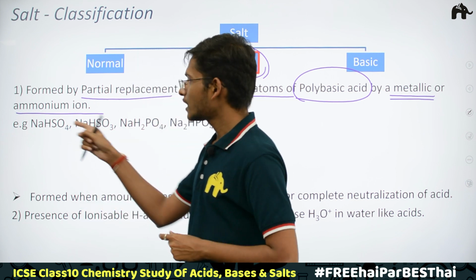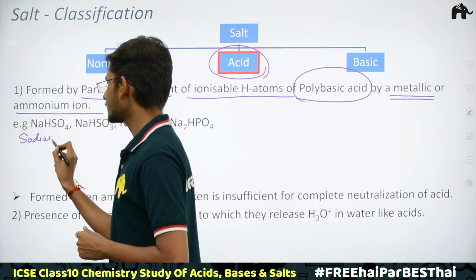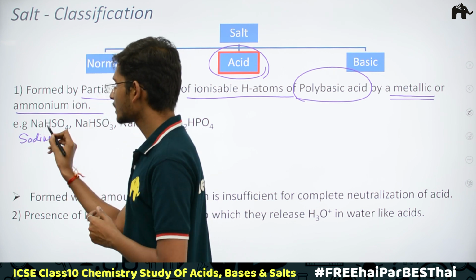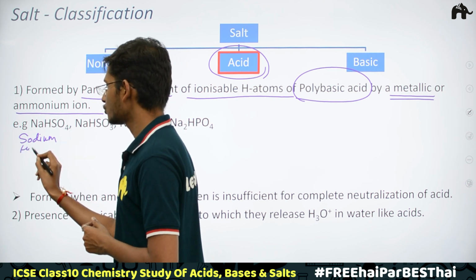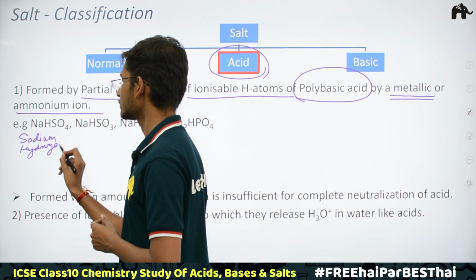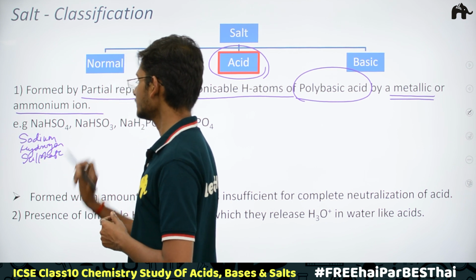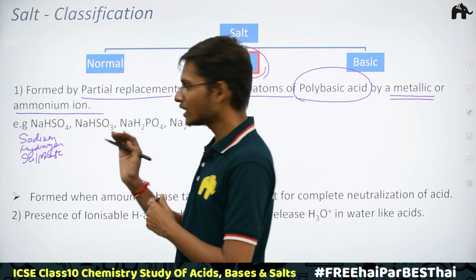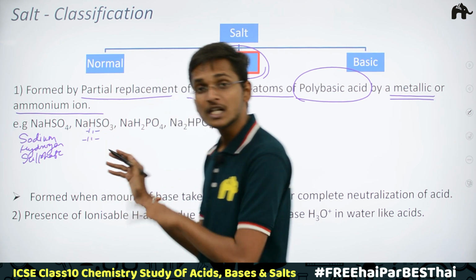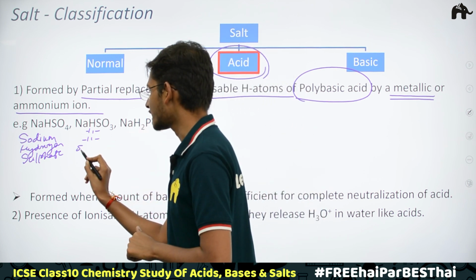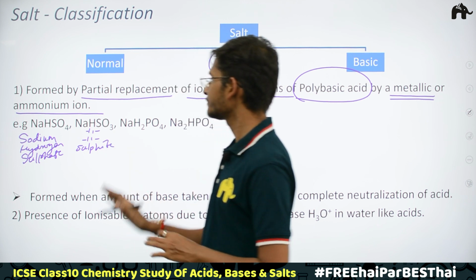NaHSO4, we have already seen this. I have told you the name: sodium hydrogen sulfate. Then NaHSO3, same, sodium hydrogen sulfite. SO3 is the sulfite ion, and SO4 is the sulfate ion, so this is sulfate and this is sulfite.